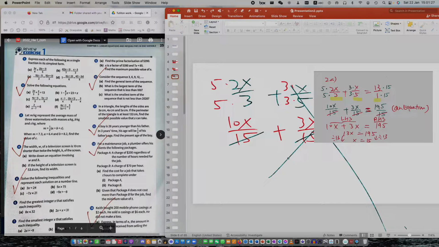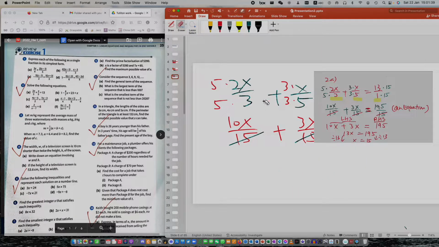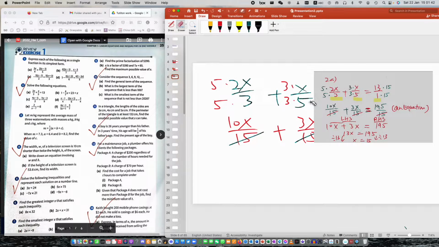How are these two questions different from each other? Or is there a difference? This one and this one. The right side has 1 equals to 13. Very good. Then the left-hand side.